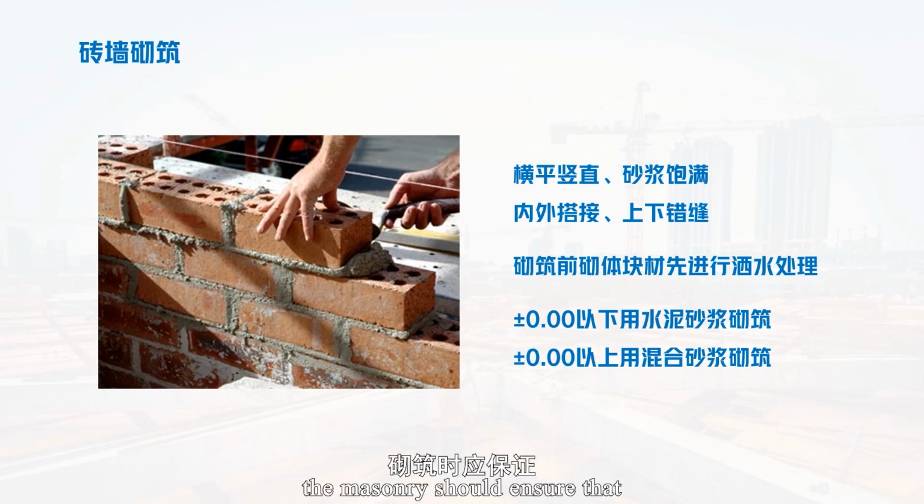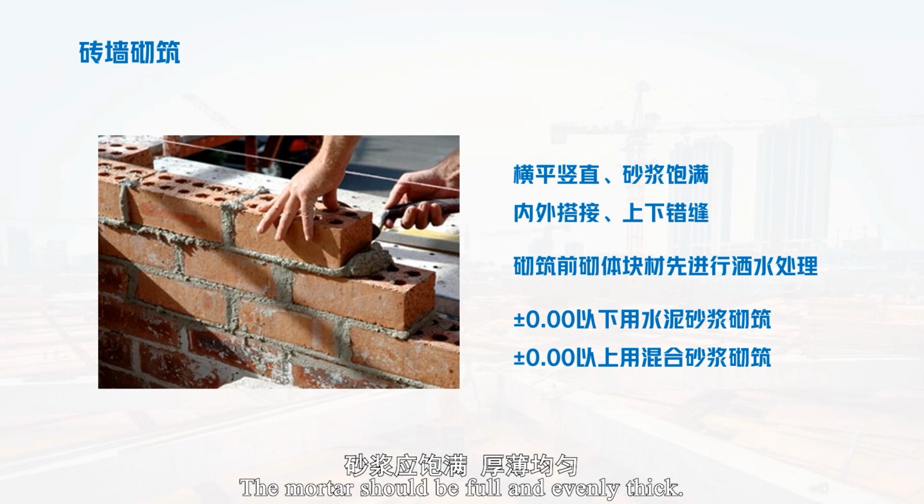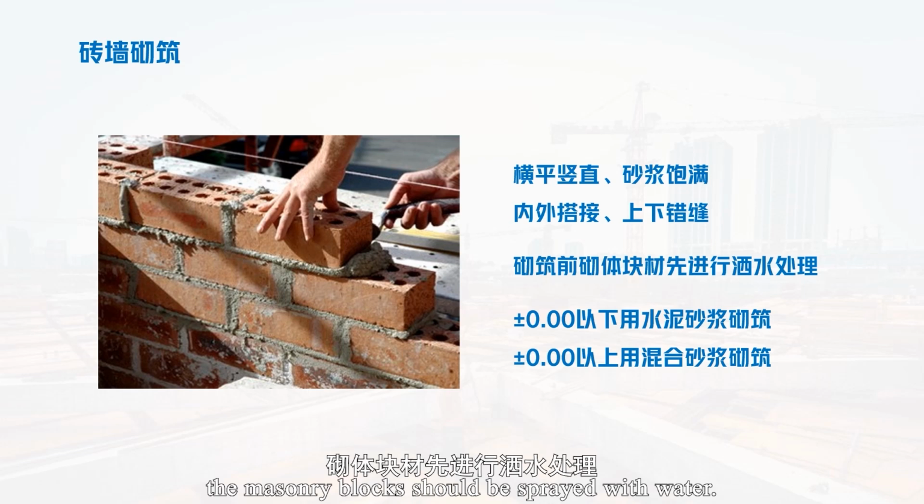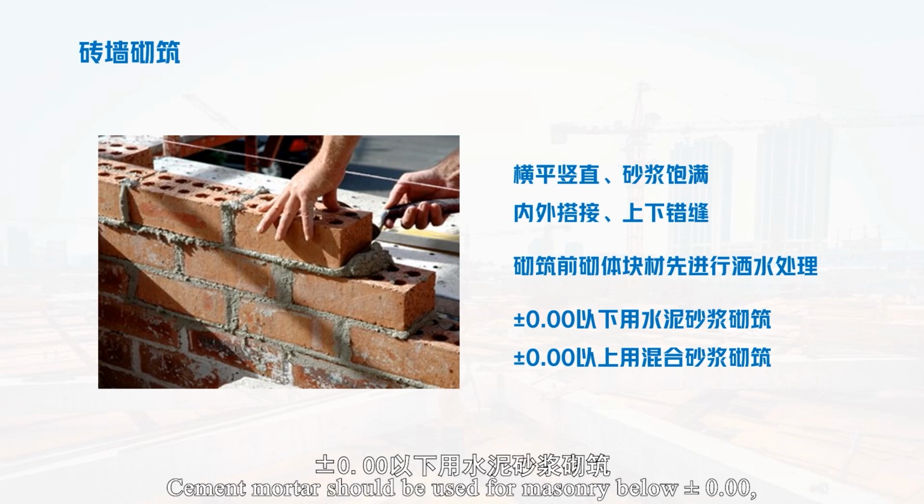The masonry should ensure that the brick joints are horizontal and vertical, staggered up and down, and overlapped inside and outside, to avoid the formation of through vertical joints. The mortar should be full and evenly thick. Before masonry, the masonry blocks should be sprayed with water. Cement mortar should be used for masonry below plus or minus 0.00, and mixed mortar should be used for masonry above plus or minus 0.00.